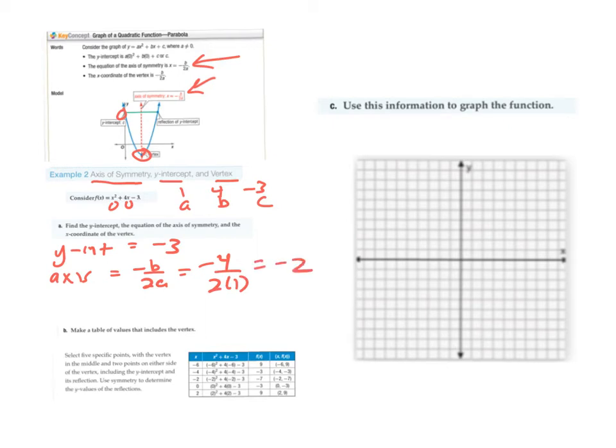What that means is the parabola is going to run along that negative 2 number. It also means that our vertex has a coordinate with negative 2 as x, which we will use when we're finding our other coordinates.